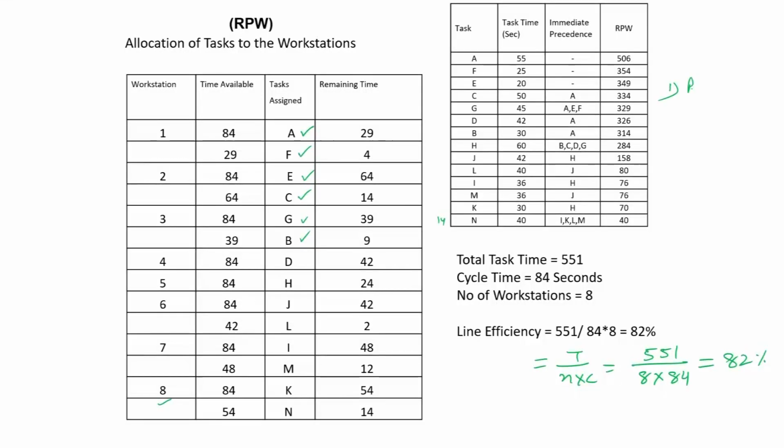Some practice is required. Practice is required to develop the precedence diagram with the help of the table available. Second, practice is required to perform the allocation of tasks to the workstations. These two aspects are important to be understood clearly, and based on that you can develop your own software application, or you can take a small project.